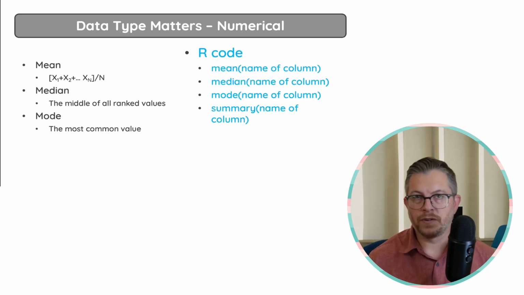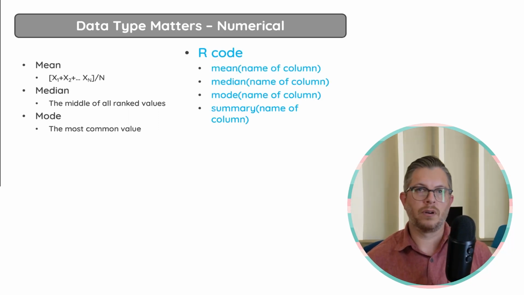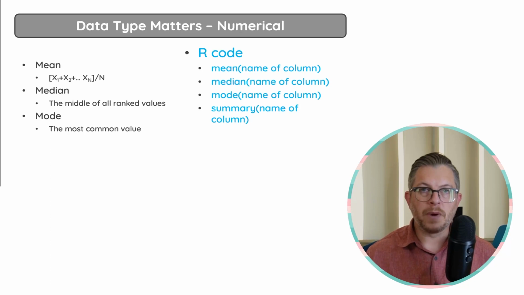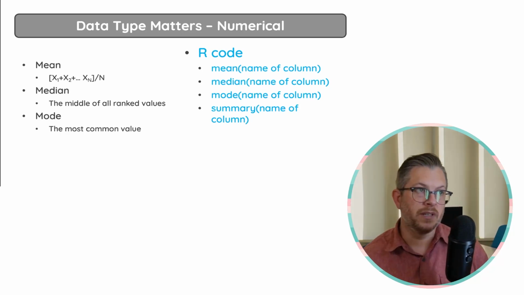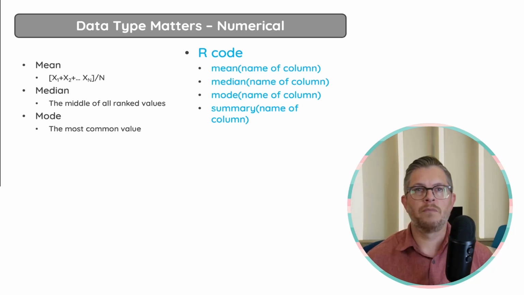The R code for calculating these is straightforward. It's essentially mean, median, mode, or summary, which gives you a lot of these, plus the name of the column. Now keep in mind, if you are in your working directory and working within a data file or a data frame, let's say your data frame's name is child heart surgery, and you want to name your column, then it's probably going to be child heart surgery $ name of column within that function.